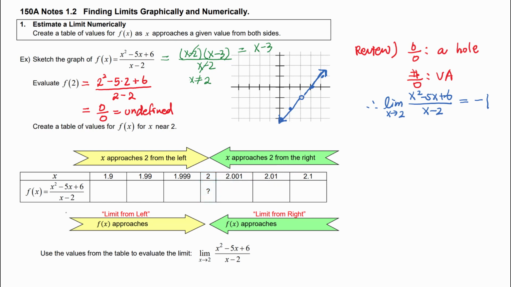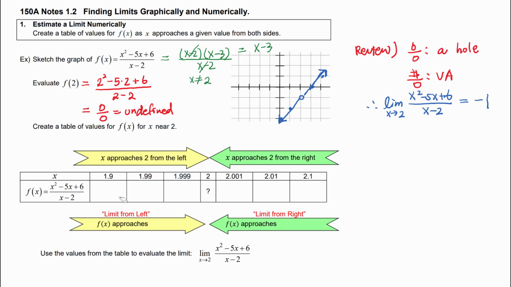2.001. Then literally you plug 1.9 into every x you see in your function, which means you're going to do 1.9 squared minus 5 times 1.9 plus 6, all over parentheses 1.9 minus 2, close parentheses. Make sure to put parentheses over parentheses on your calculator so that it gives you the correct answer. If you don't put parentheses on the numerator and the denominator, then you might get the wrong answer. So be careful with that.